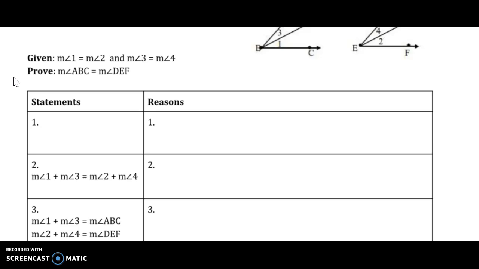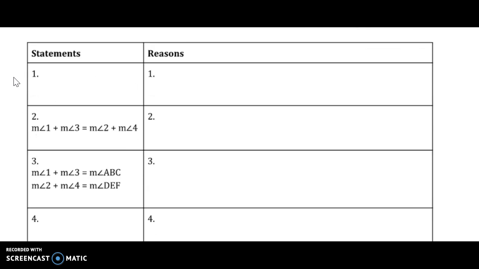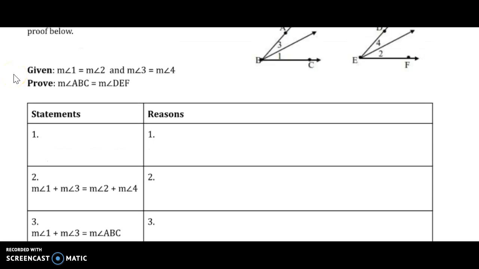So for this example, I left a couple of statements absent. The reason being you should know what goes in those at this point. So the first statement, considering we were given information, should be the given. Measure of angle 1 equals the measure of angle 2. And they gave us that the measure of angle 3 equals the measure of angle 4. How do we know that that is given?